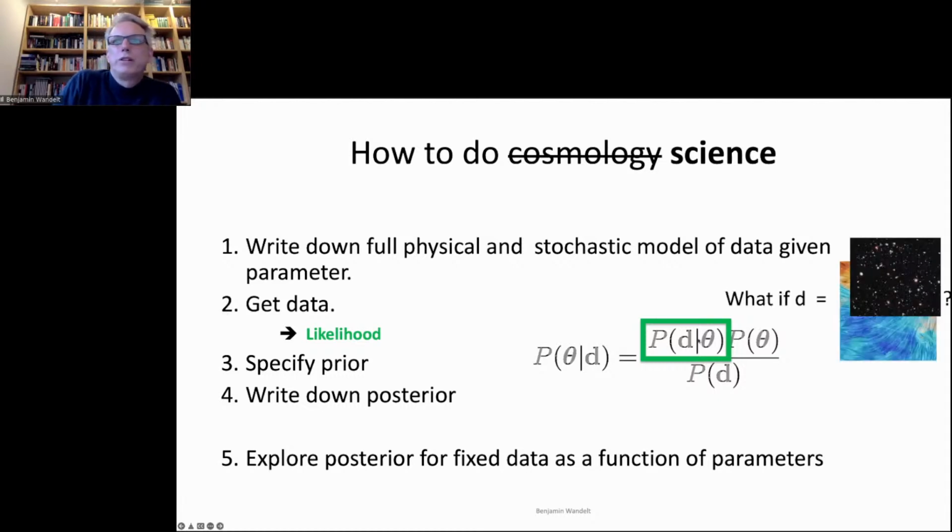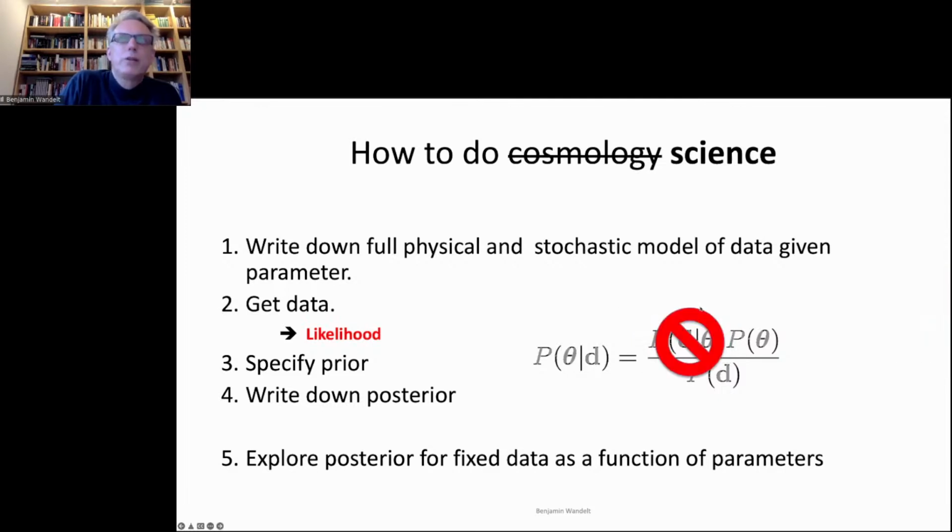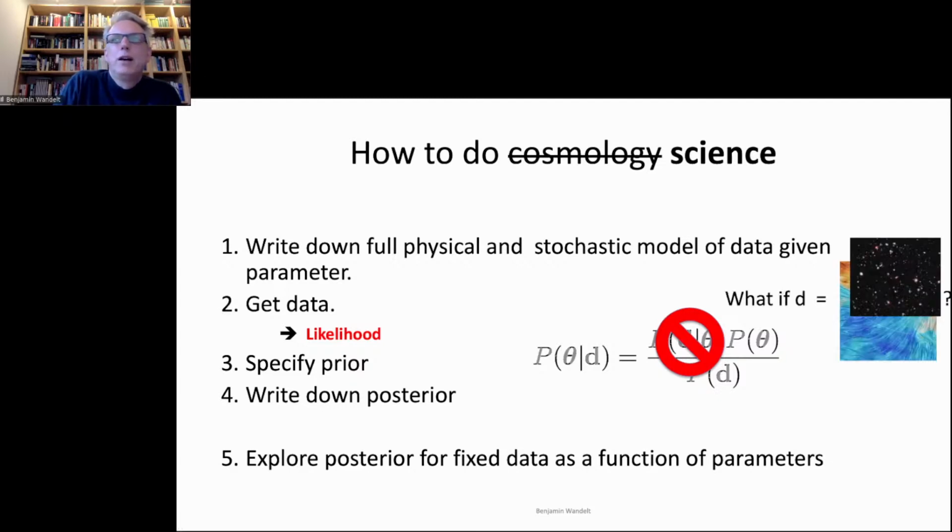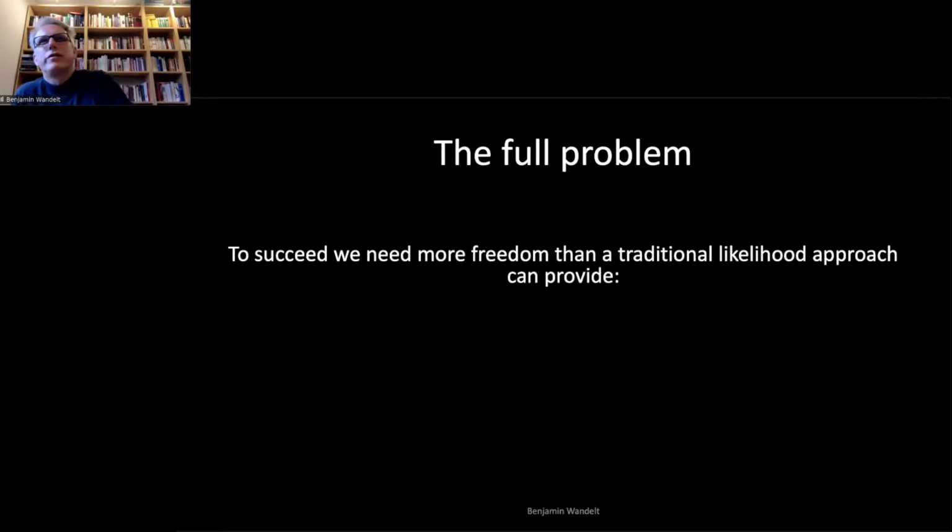But the problem is, what if the data are so complicated that we don't know how to write down the likelihood? So can we do this without this likelihood function? So the full problem, therefore, we need a lot more freedom than we can have in an explicit likelihood approach.